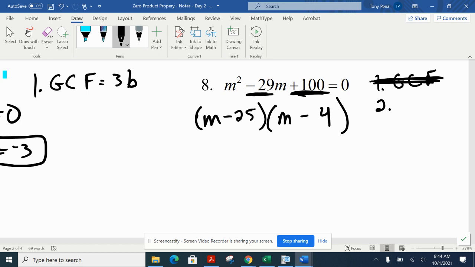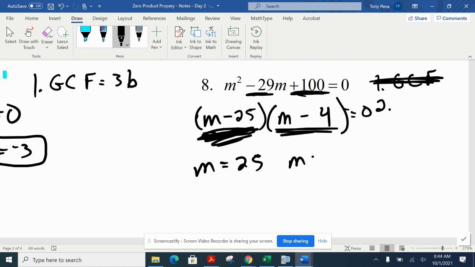All right, so then we go through identifying what our solutions are going to be. This one is what, Armando? 25. Good, positive 25. And then this one would be positive 4. Those are the 2 solutions that was hinting we should get. All right.